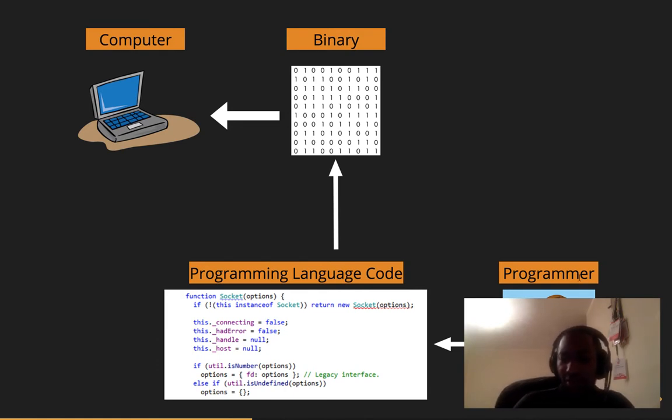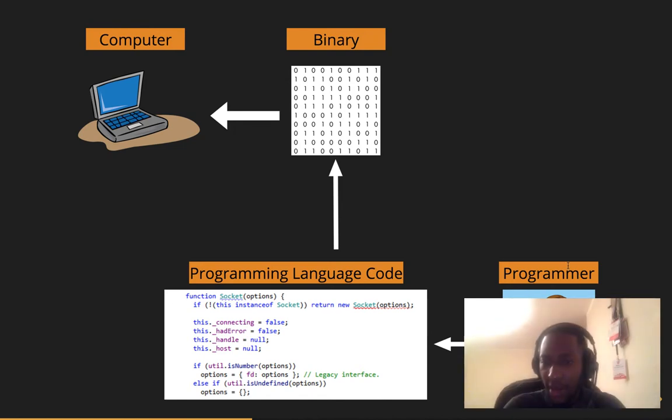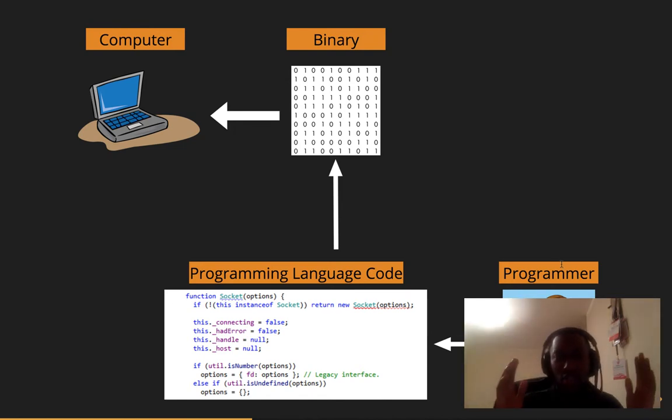Let's start from the bottom right-hand corner. You are the programmer. Now, programming languages are basically just languages that we've created, the same way we've created English and French to understand each other. It's a language we've created to communicate with the computer. So the programmer writes his code in a language that he understands.